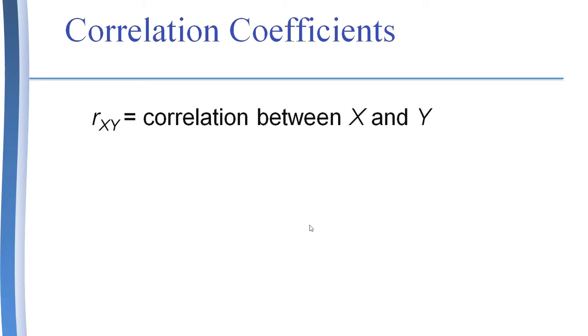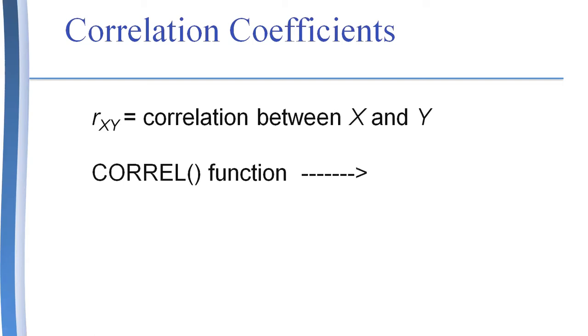Okay, and when we get a coefficient, we can use the corr function in order to get the coefficient. Remember that the corr function can only look at two variables at a time, whereas the correlation matrix can look at a whole bunch of different variables and all of their relationships all at once. But the corr function can just look at one relationship individually.